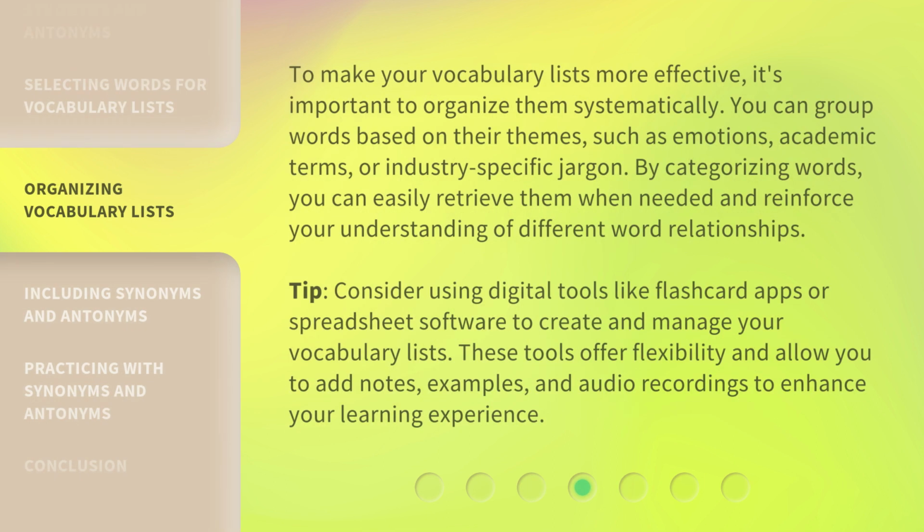To make your vocabulary lists more effective, it's important to organize them systematically. You can group words based on their themes, such as emotions, academic terms, or industry-specific jargon. By categorizing words, you can easily retrieve them when needed and reinforce your understanding of different word relationships. Tip: consider using digital tools like flashcard apps or spreadsheet software to create and manage your vocabulary lists. These tools offer flexibility and allow you to add notes, examples, and audio recordings to enhance your learning experience.